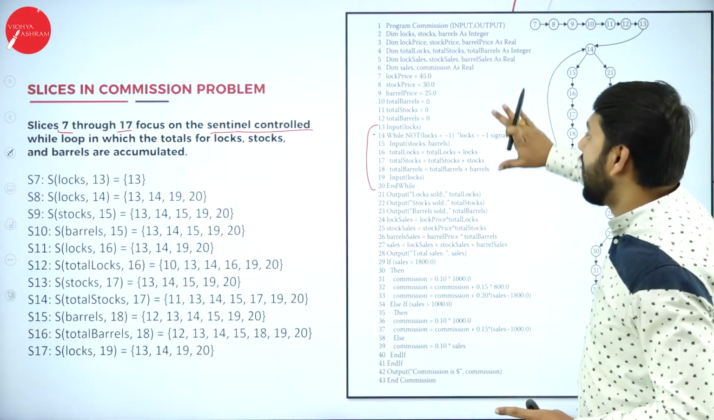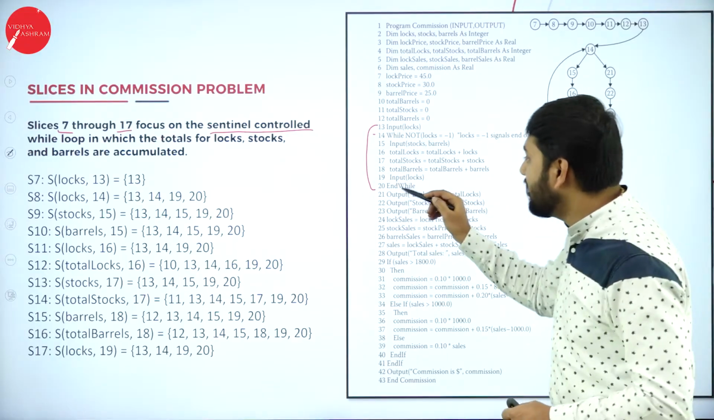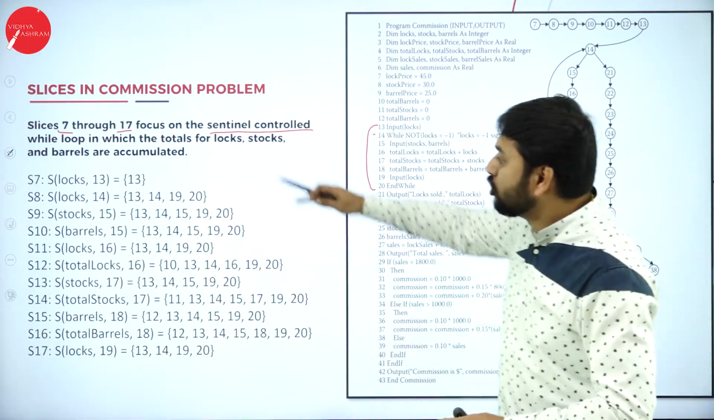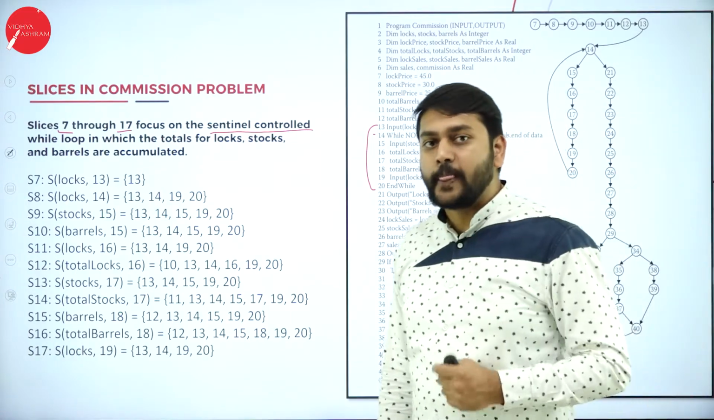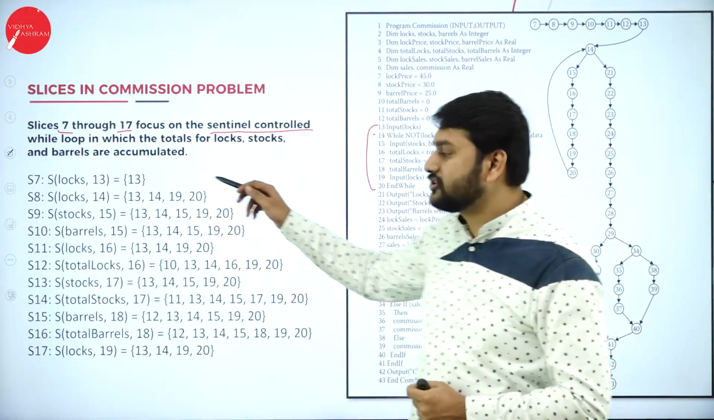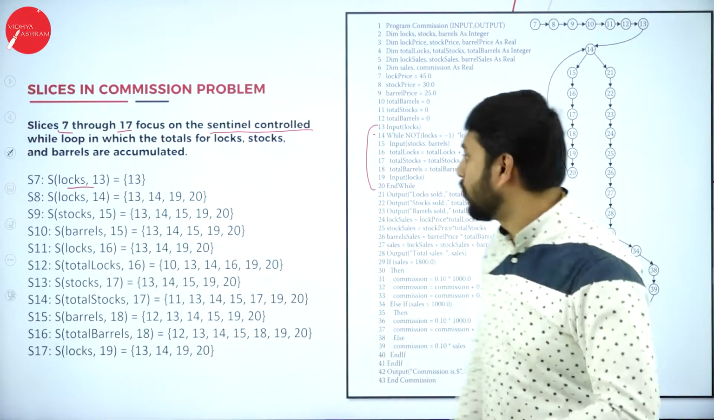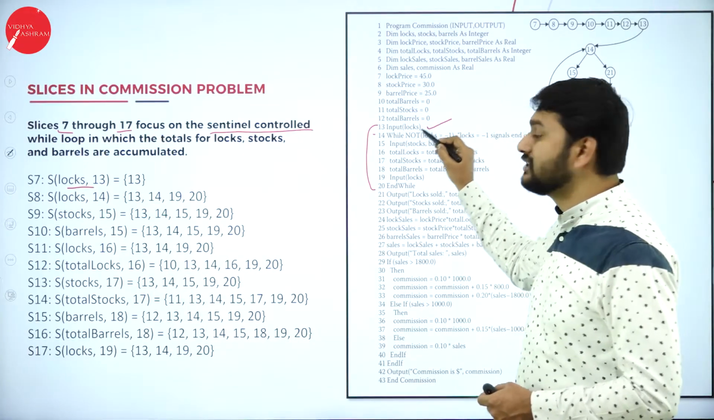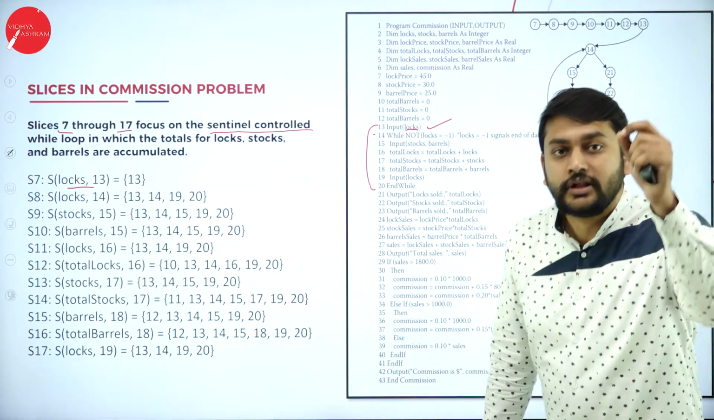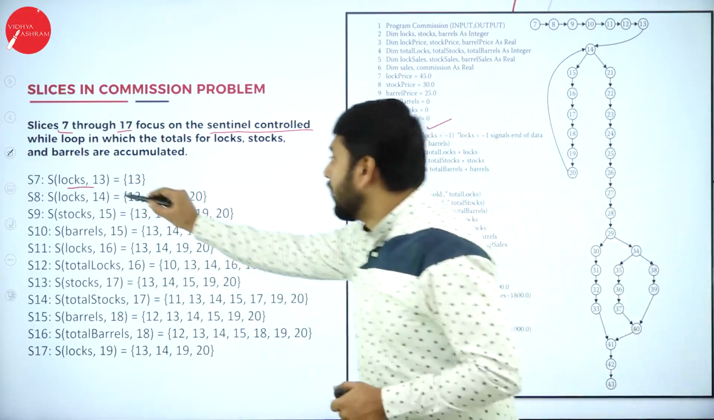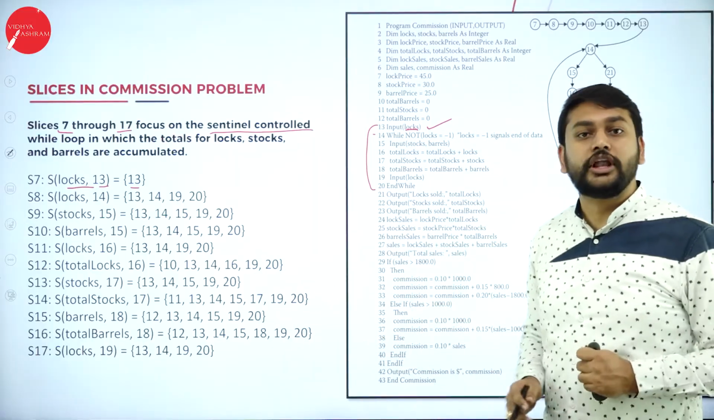Please understand, I have the commission problem, and from line number 13 to line number 20 I will be getting these many slices. Let's understand this one by one. What is the first thing that I have? Slice number 7: slice of logs at 13. What do I have in logs 13? 13 means line number 13. The variable is logs, and it is in line number 13. So the path is only one. I'm just defining the logs, so I have only one variable.